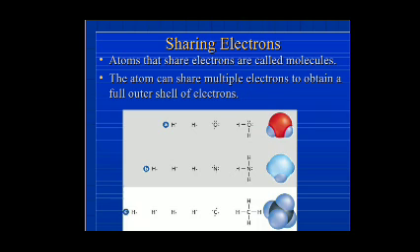Ammonia is formed between one nitrogen atom and three hydrogen atoms. Nitrogen's electronic configuration is 1s2, 2s2, 2p3. Its valency cell has 5 electrons. It requires 3 more electrons to get the nearest inert gas neon configuration.